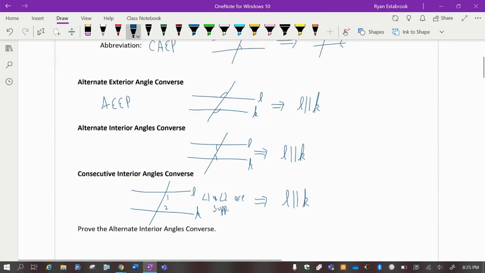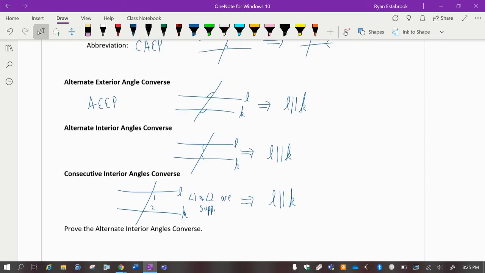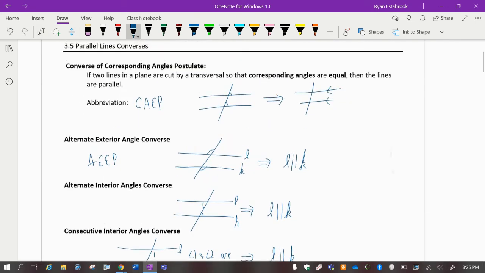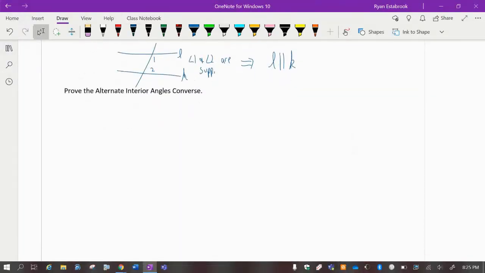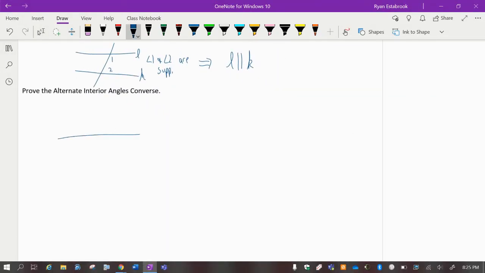Now, we can't just assume these are true. We need to prove that these converses are true using only that initial postulate. So let's see if we can prove the alternate interior angles converse. In other words, let's say we know that angle 3 is equal to angle 4. So this is our given. The measure of angle 3 is equal to the measure of angle 4. And I'll write that down over here so it's clear. This was given to us. And our goal then is to prove that line L is parallel to line K.